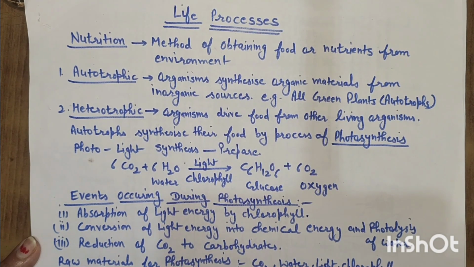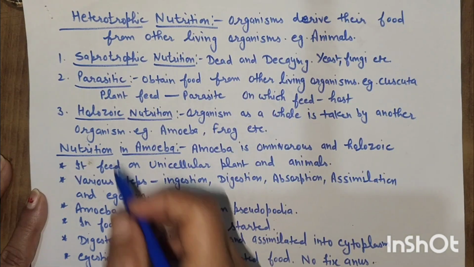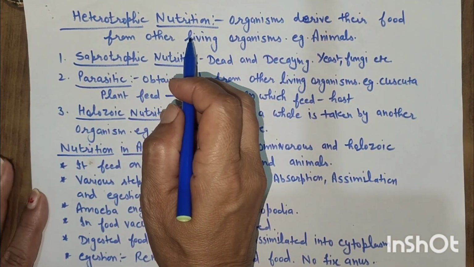The raw materials for photosynthesis are carbon dioxide, water, light and chlorophyll. Carbon dioxide is taken from the environment, which animals and various organisms breathe out, water from nature, light from the sun, and chlorophyll, the organelle that helps in the absorption of the light energy.